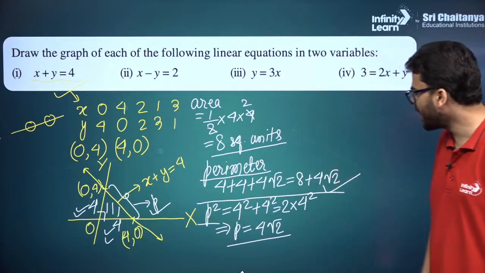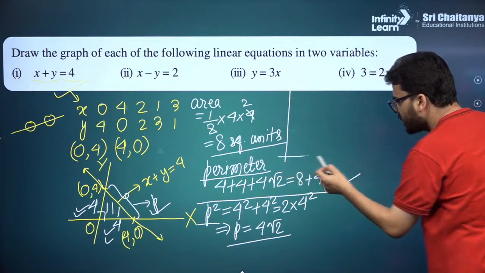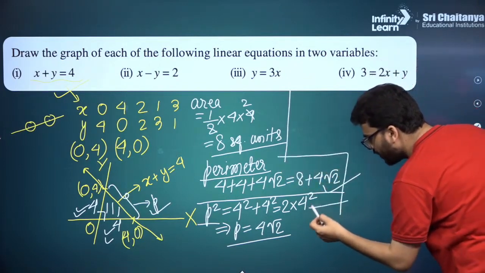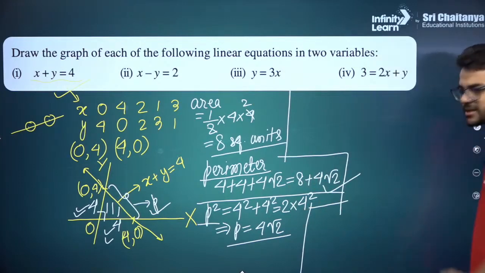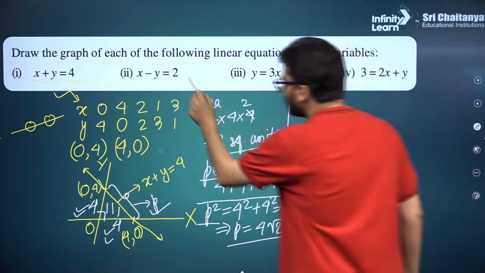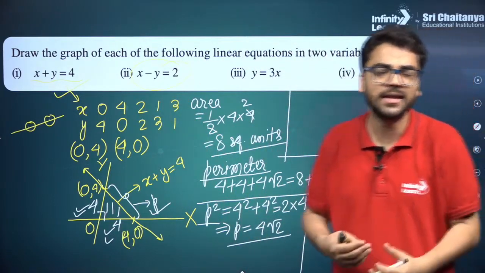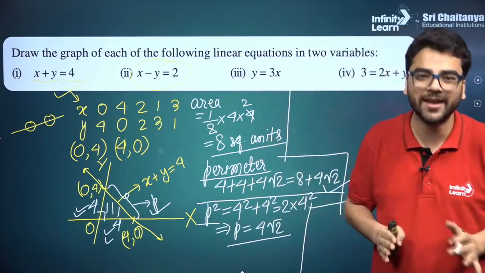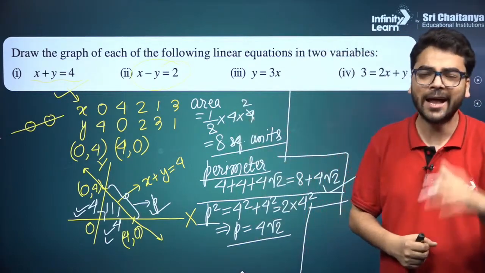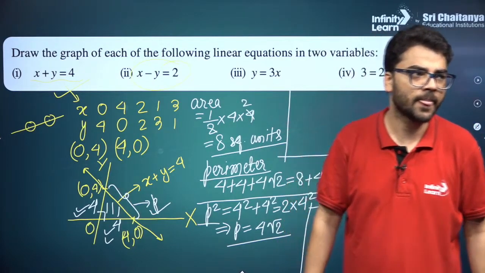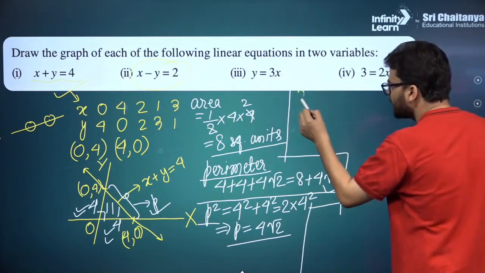So in the same manner, can you draw the graph of the second linear equation in two variables, and can you tell me the area of the triangle formed by the graph and also the coordinate axis and the perimeter as well? You have to draw the graph of this linear equation in two variables, and also then you have to find the area of the triangle formed by the coordinate axis and the graph of x minus y is equal to 2 and the perimeter of that triangle as well. Okay, so over here again we have got x minus y is equal to 2.